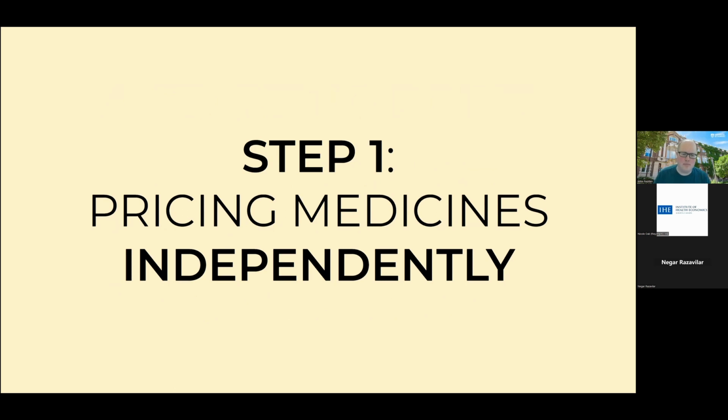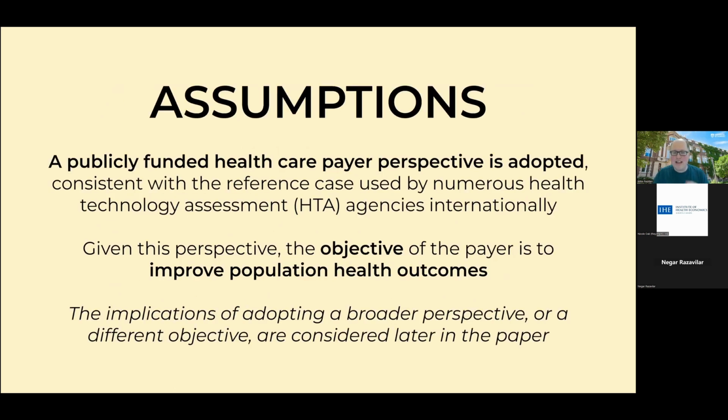Let's start by pricing medicines independently to begin with. And inevitably, in a framework like this, we need to be very clear about the assumptions that we're making. So what I've done in this paper is I've laid out a number of simplifying assumptions at the beginning. And then I return to each of these later in the paper and talk about how relaxing each of these assumptions in turn would impact the results. So we're going to try and get this framework as simple as possible from the beginning, and then later we'll talk about what happens when you relax these assumptions.